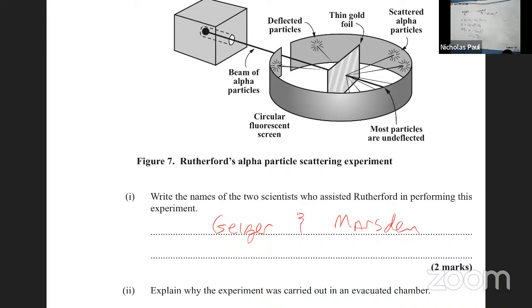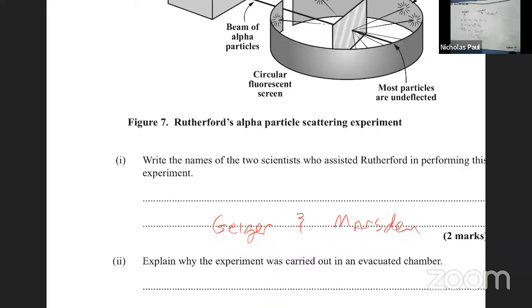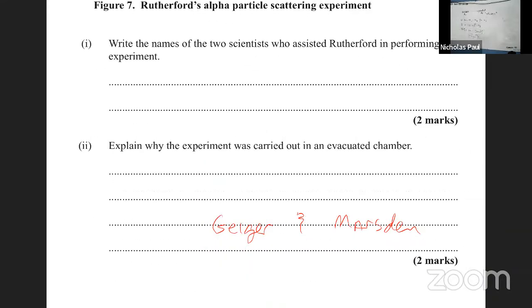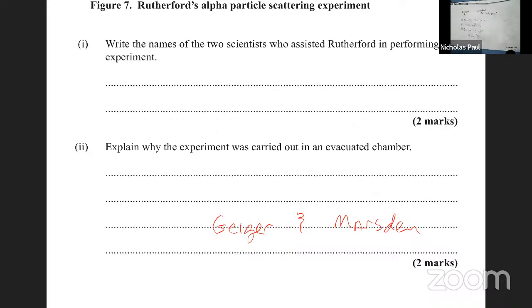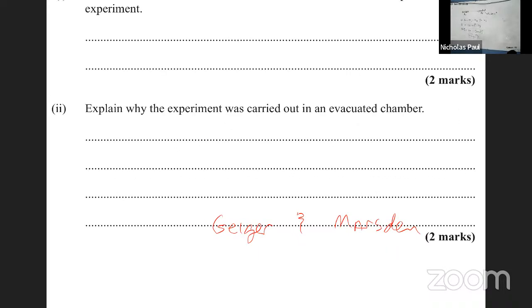Geiger and Marsden were the two guys who helped Rutherford in his lab, right? Explain why the experiment was carried out in a vacuum. Why was it carried out in a vacuum?